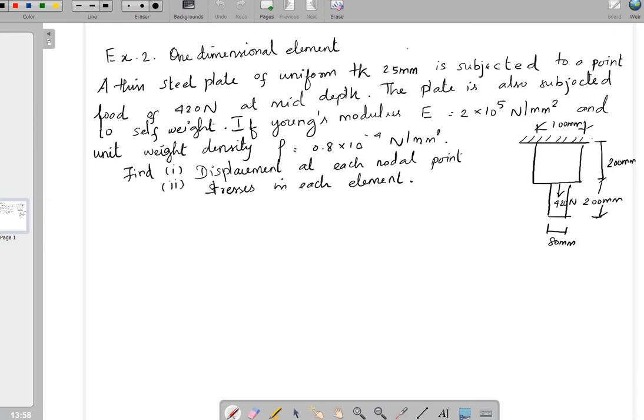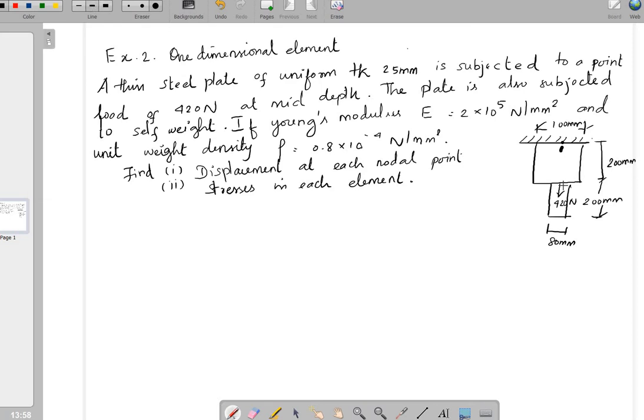If the Young's modulus is E equal to 2 into 10 power 5 Newton per mm square, and if the unit weight of density is rho, which is 0.8 into 10 power minus 4 Newton per mm square, find the displacement at each node and stress in each element.